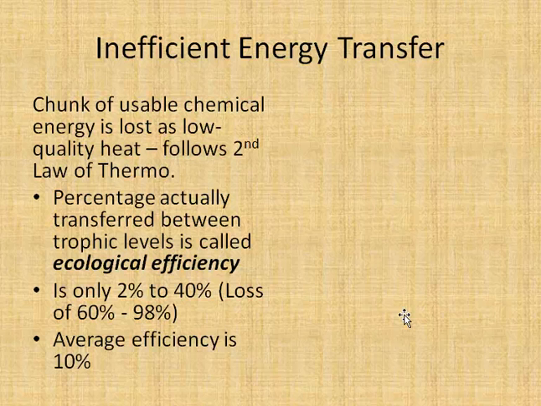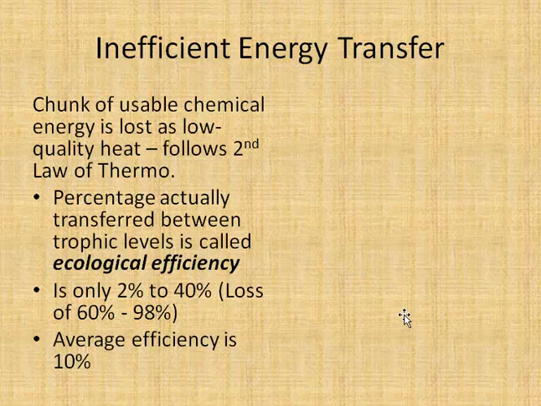So, in summary of what I just said through the diagram, a chunk of the usable chemical energy is lost as low-quality heat, according to the second law of thermodynamics, which I abbreviated here as thermo. The percentage actually transferred between trophic levels is called ecological efficiency. This ecological efficiency is only 2% to 40% of the total energy available. So that means between each trophic level transfer, we lose about 60 to 98% of the energy provided by the previous trophic level. That's a pretty big range. So scientists have figured out that the average ecological efficiency is about 10%.